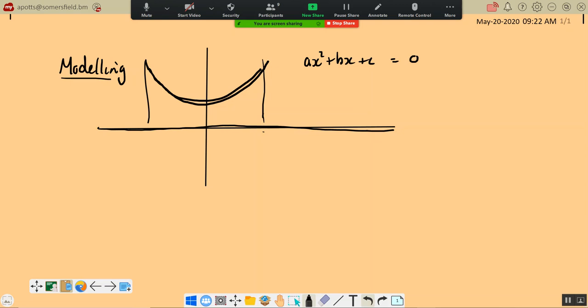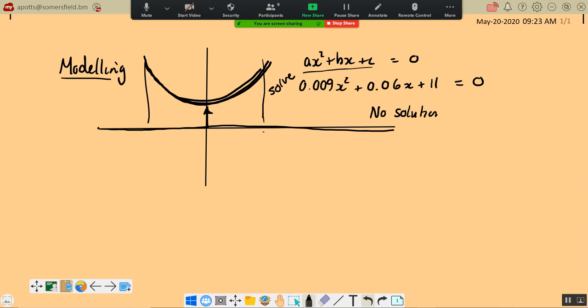Minimum height of the cable is like at the road. Okay, so, well, let's say in my diagram, because we did it, it's slightly above. So if I asked you to solve this, whatever it was you came up with, like 0.009x squared plus 0.06x plus 11, if I asked you to solve that, what would you tell me? Yeah. There are no solutions because this line does not go through, all right?